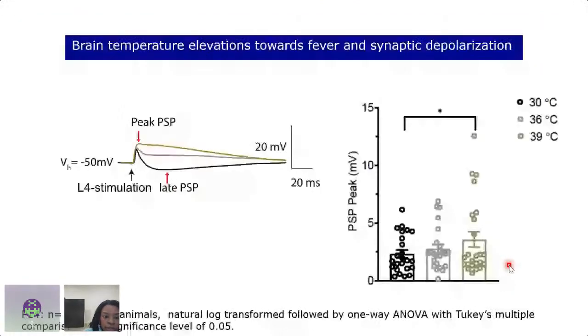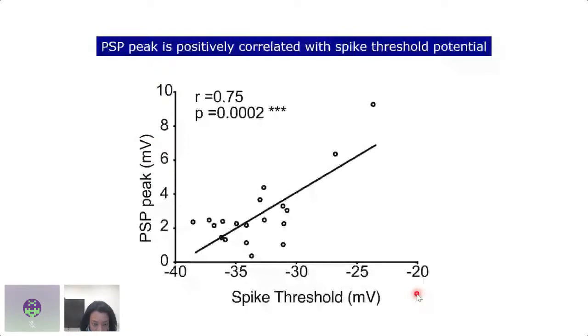So we then examined the peak of the PSP, which is generating the spike. These are example traces of the layer 4 evoked PSPs at different temperatures. In our quantification, we didn't observe any temperature effects on the peak of the PSP. However, we did observe a positive correlation between the PSP peak and spike threshold, which suggests that in the cells where the spike thresholds were becoming depolarized, perhaps they're generating larger PSPs.